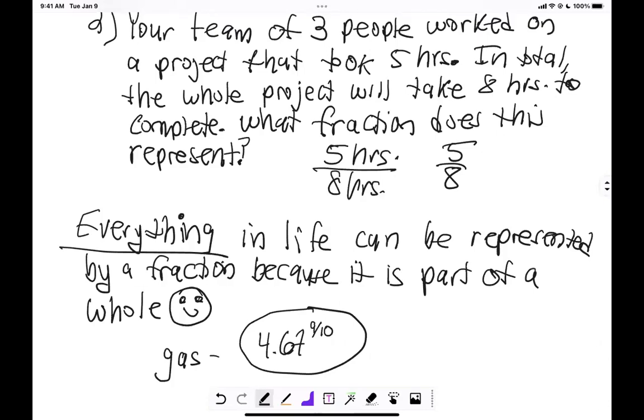Hold on, where are you getting gas for $4.31? I don't know. I don't have $4.31 and 9/10. Yeah, $4.30. I wish it was $4.31.